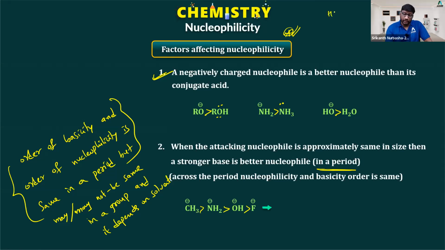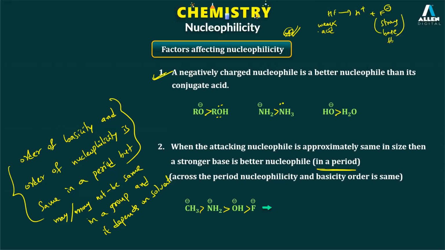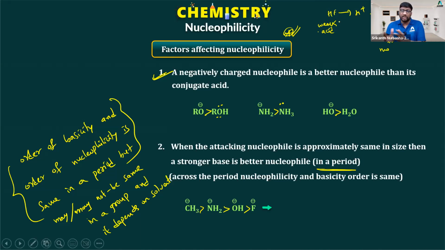Yes or no? Like HF, HF gives H plus and F minus. HF is a weak acid. Weak acid means strong base with respect to the conjugate. Strong base also means F minus is more stable or less stable? More stable. HF is a weak acid, which means whatever conjugate ion we are obtaining should be less stable.